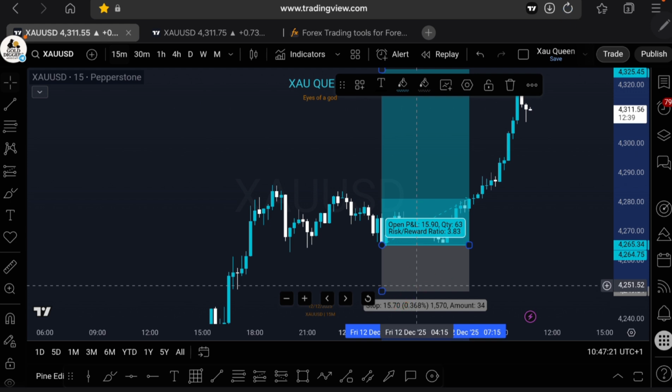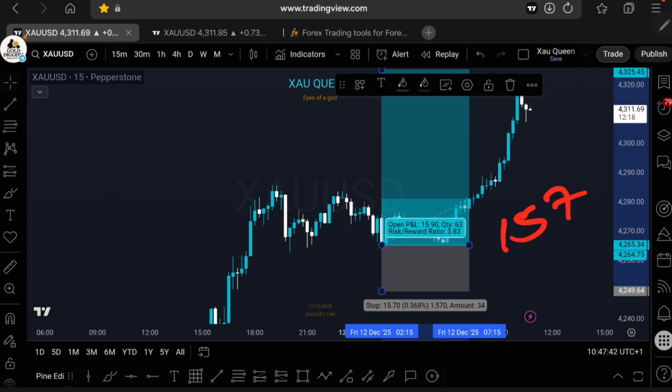We'll move the decimal once. So instead of 15.70, our stop loss will be 157. So that is our stop loss pips, 157. That will be our stop loss pips.